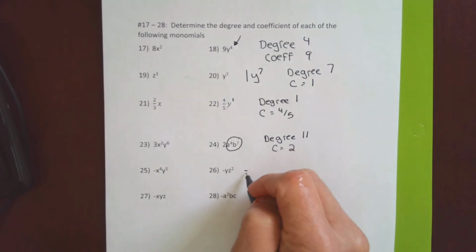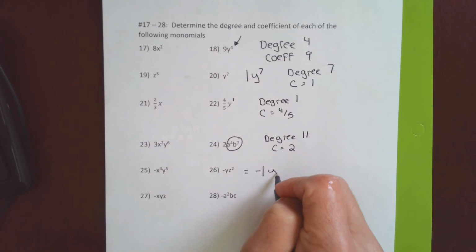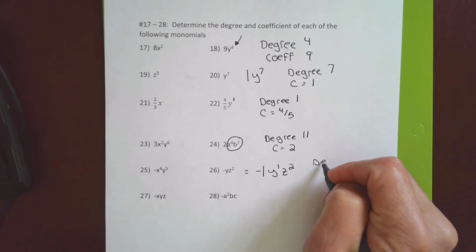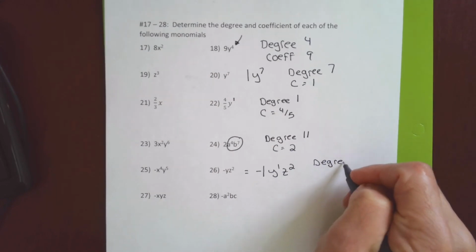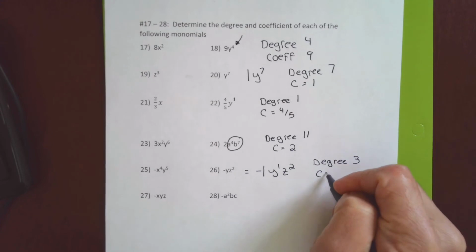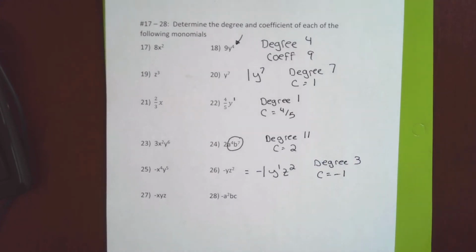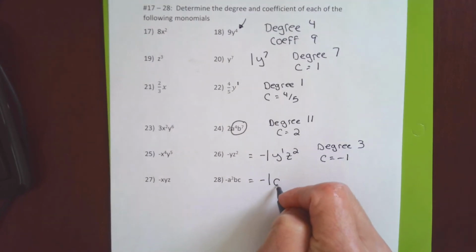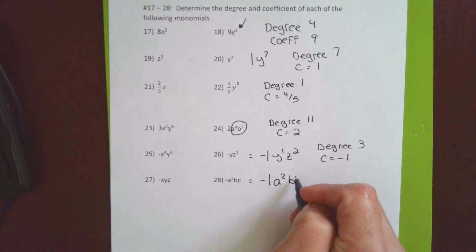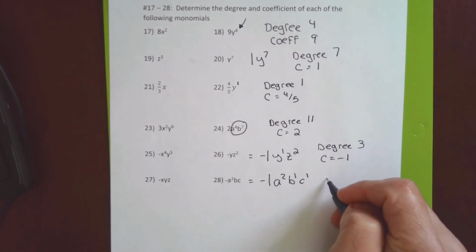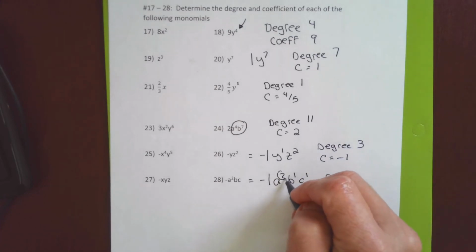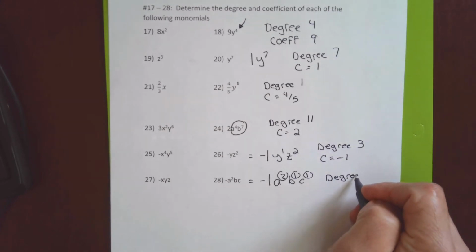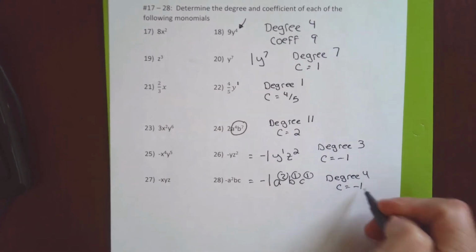In 26, I really need to think of this as -1 times y to the first times z to the second. I'm going to add the exponent of the y and the z to get the degree. The degree is going to be 3. The coefficient's that -1 that was implied in front of the y. 28, I need to think of this as -1, a to the second, b to the first, c to the first. I'm going to add the 2 plus 1 plus 1, the exponents, and get a degree of 4. And the coefficient, that's implied -1.